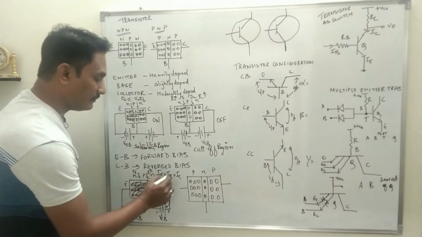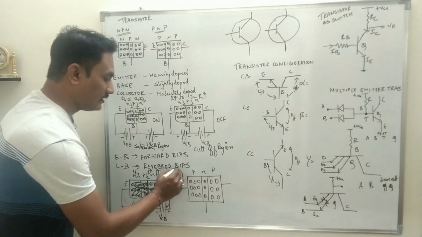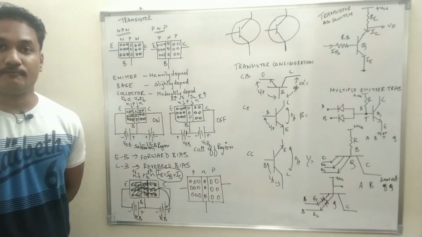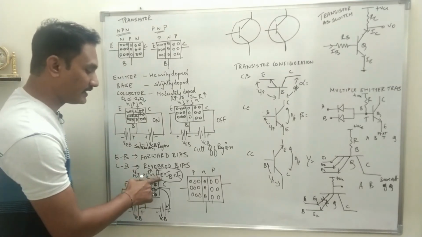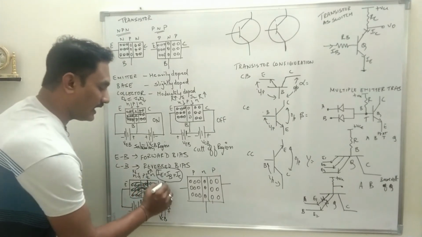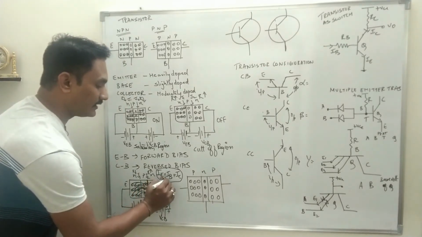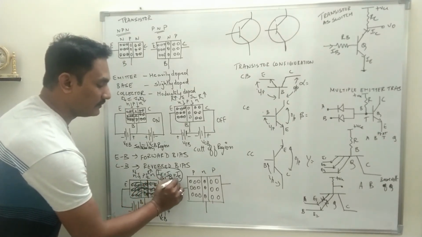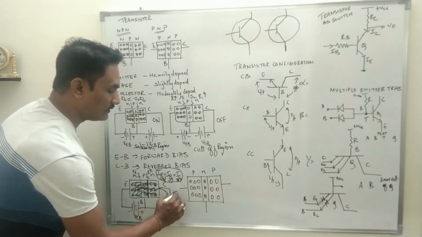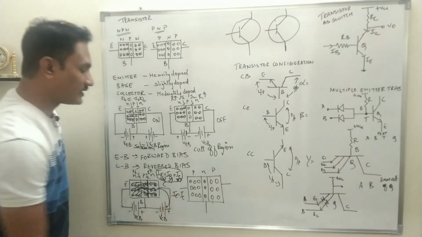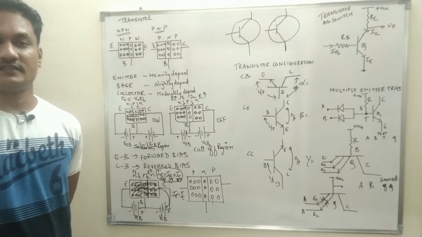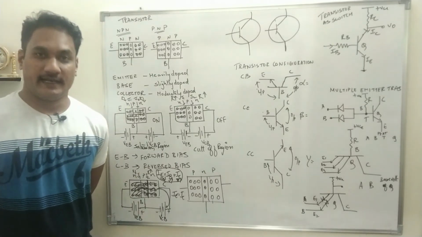So the basic current equation for the transistor is IE is equal to IB plus IC, where IE is emitter current, IB is base current, IC is collector current. Out of 100% of emitter current, 2% goes into the base, the remaining 98% goes into the collector. So therefore most of the times we specify IE is equal to IC. That means emitter current is almost equal to collector current.